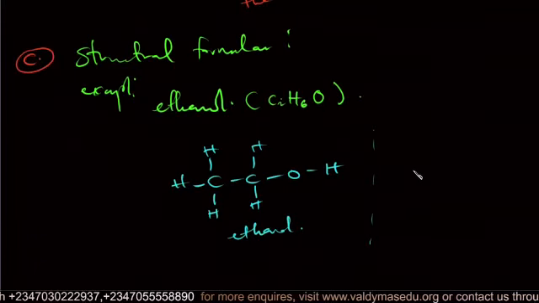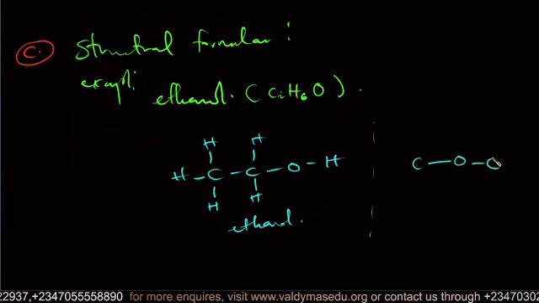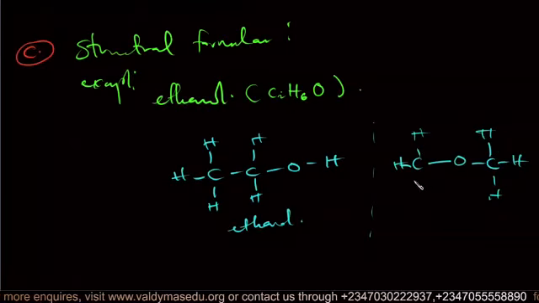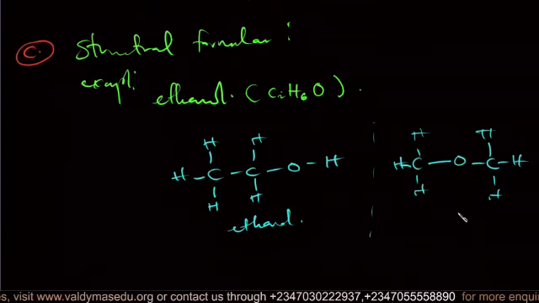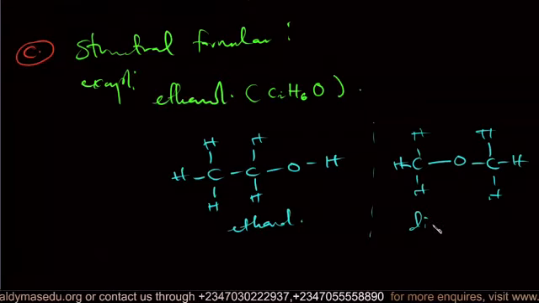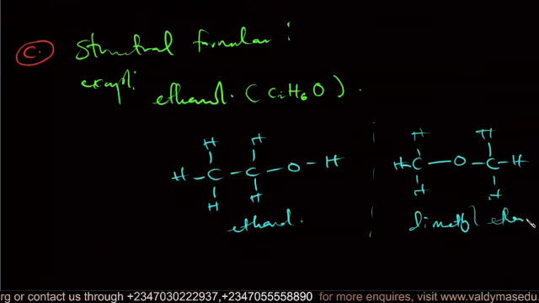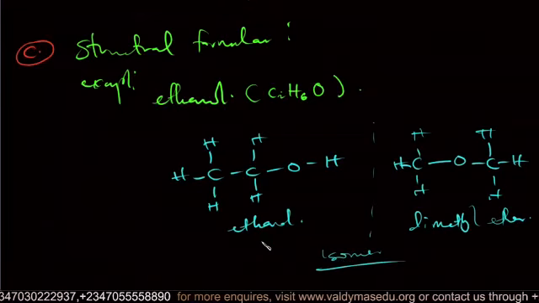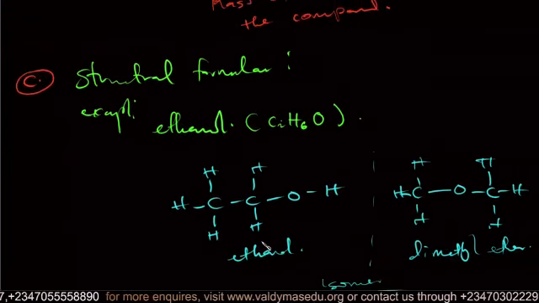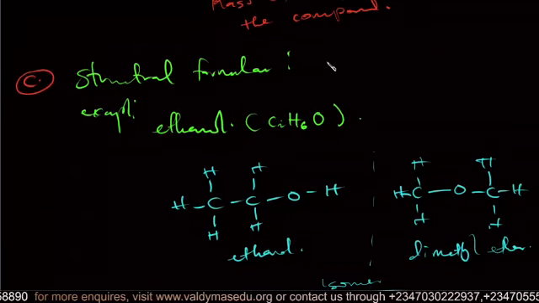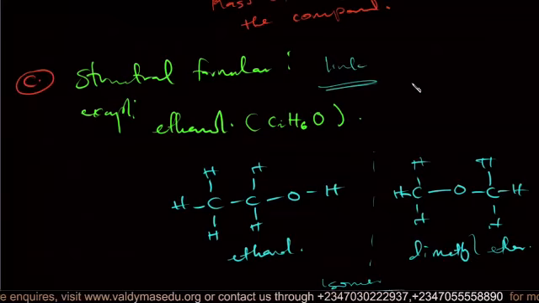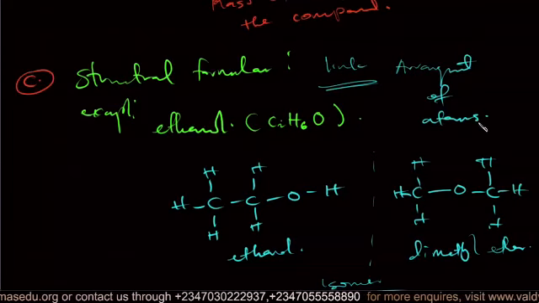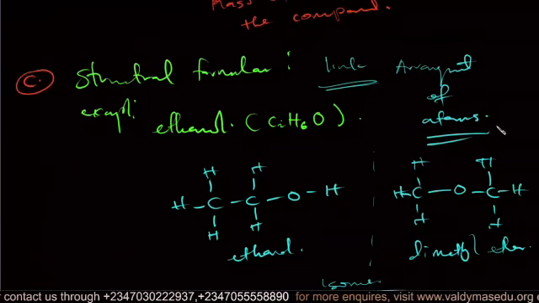Also, we can have it arranged in another way. This is referred to as isomerism. They are isomers of each other since they contain the same number of atoms, but the arrangement is not the same. So this one here is dimethyl ether, an isomer of ethanol. So this is referred to as structural formula. Don't forget, structural formula explains the way atoms are linked together. So it's talking about the arrangement of atoms in a molecule.